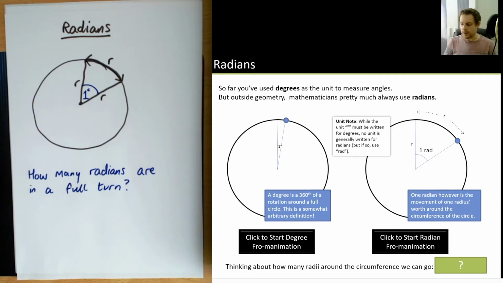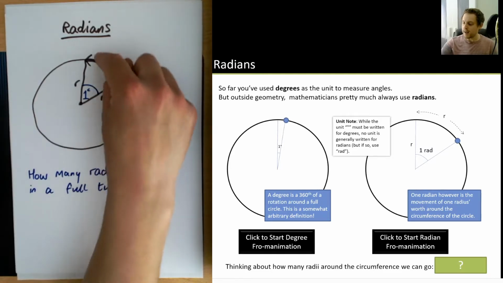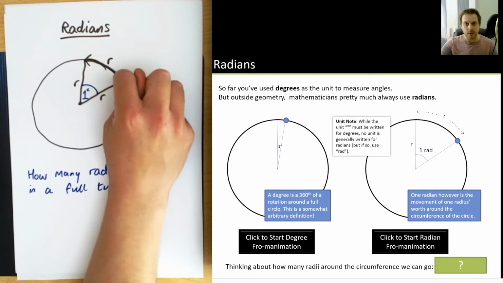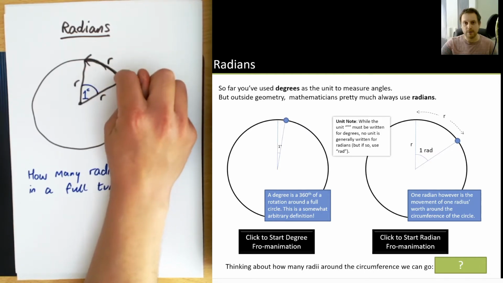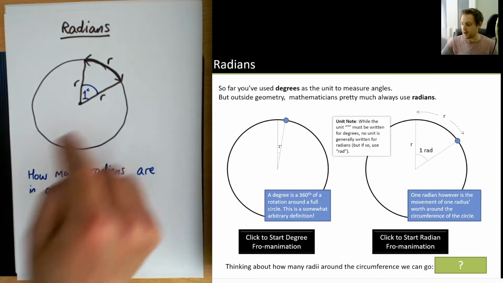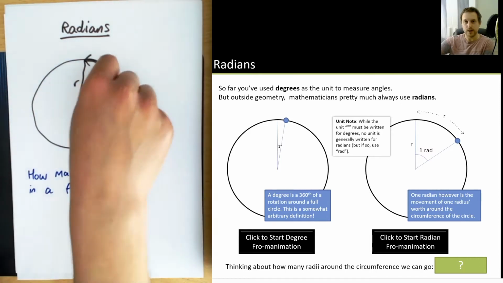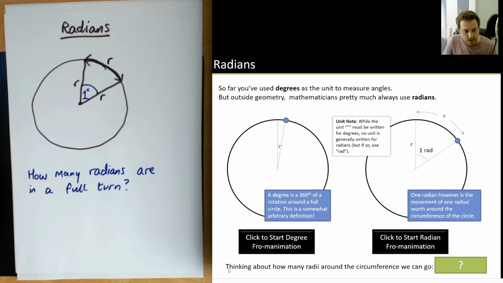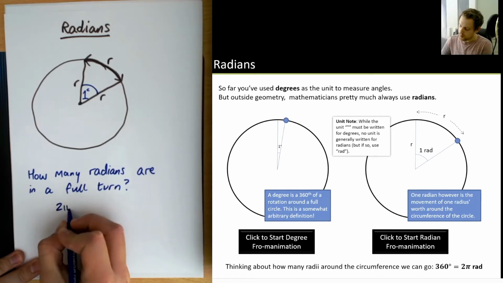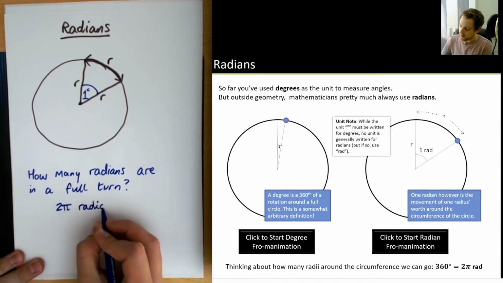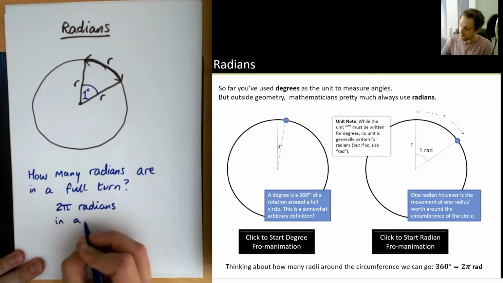Well, that's best answered first of all if you're not already aware of the answer. You might want to pause and have a think. The clue would be how many of these lengths here, which is the length of the radius, are going to fit around the circumference. This is where it says it here, right? Thinking about how many radii around the circumference we can go. Yeah, there's your answer. 360 degrees is 2 pi radians. So the answer is 2 pi radians in a full turn.